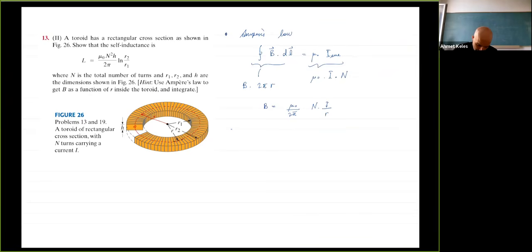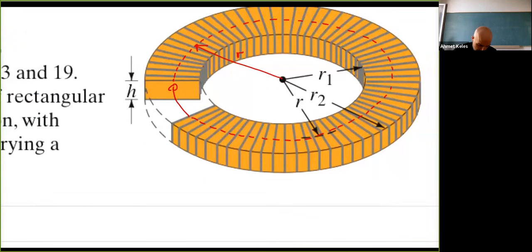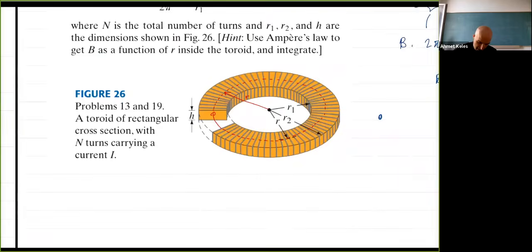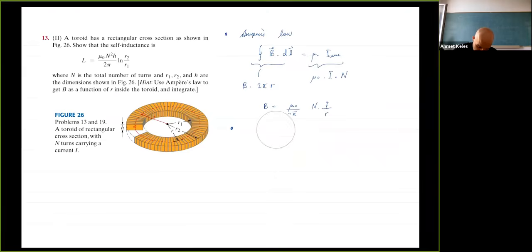So now I calculate the flux. Flux is like this, B. Now B at this point is different from B at this point and B at this point. So let's just draw a cross section, something like that. So this is the rectangular cross section, and for a given R you have this B, and we need to calculate this little strip. This is dr.